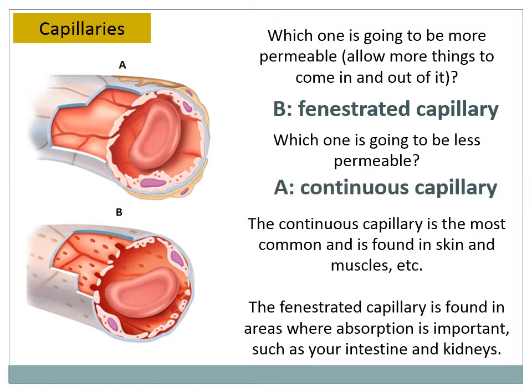And it's going to be our continuous capillary. Continuous capillary doesn't have pores in it, therefore it's going to be less permeable than that fenestrated one. Continuous capillary is the most common. We find it in skin and in muscles. And a fenestrated capillary is found in areas where absorption is important, such as your intestine and your kidneys.